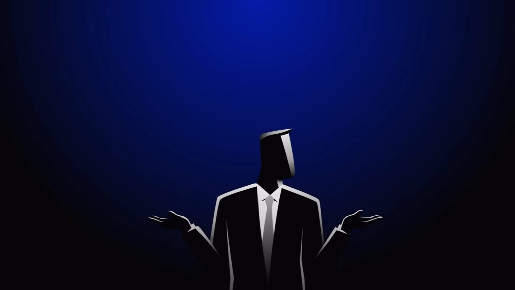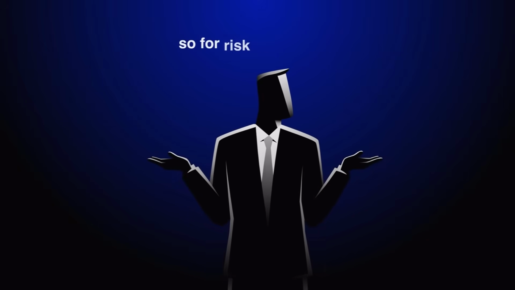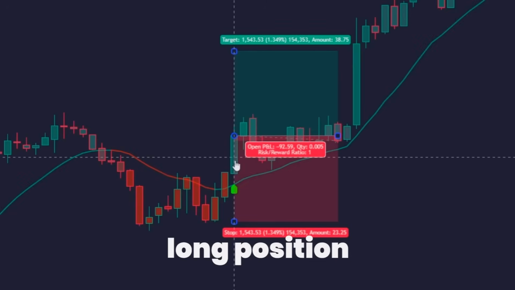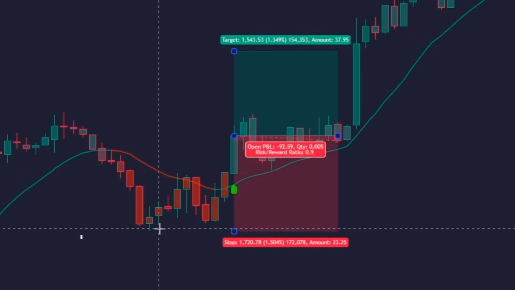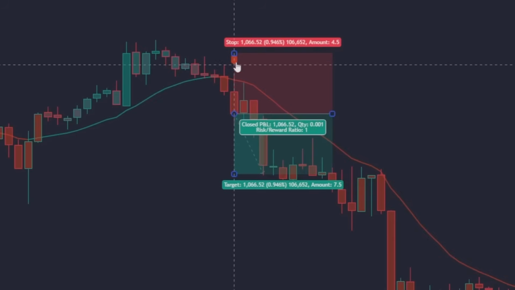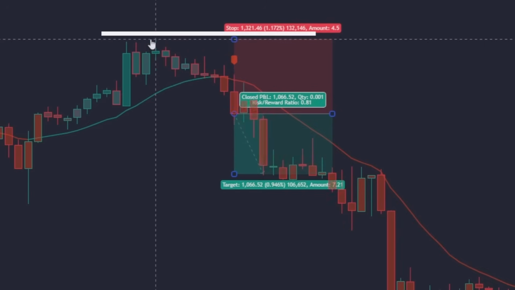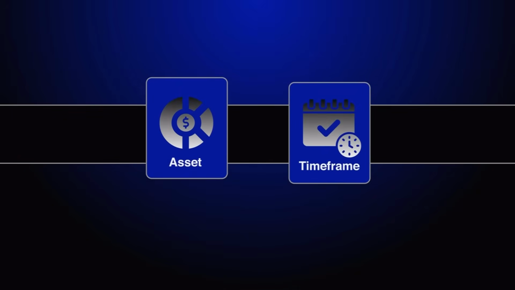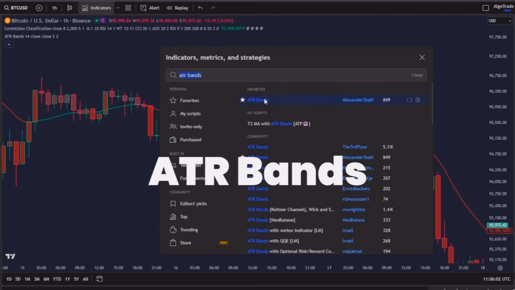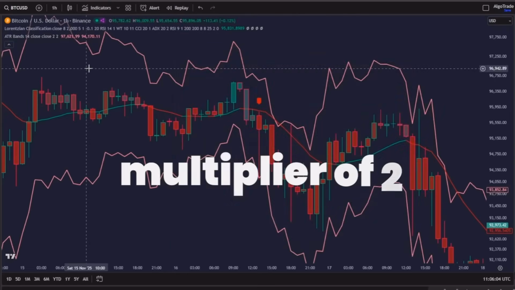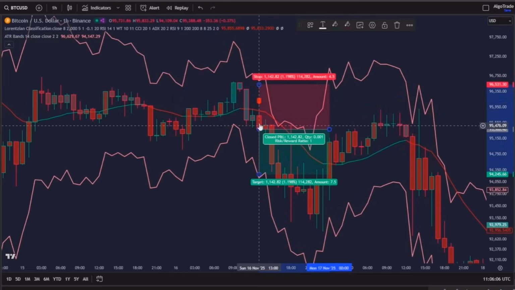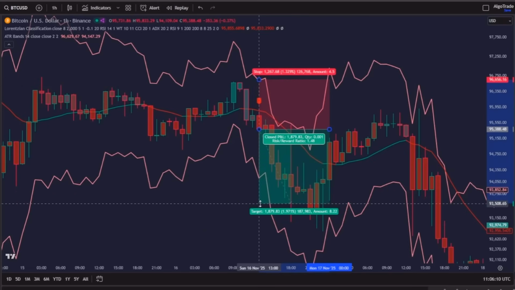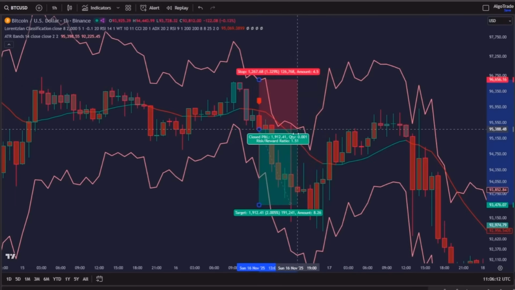But entries alone are never enough, so for risk management, I'm keeping things simple and efficient. Every long position will use the last swing low as the stop loss. Every short will use the last swing high. And to make this consistent across all assets and timeframes, I am using the ATR bands with a multiplier of 2 to standardize the distance. Then the take profit is set at the 1 to 1.5 level, which is a decent target.